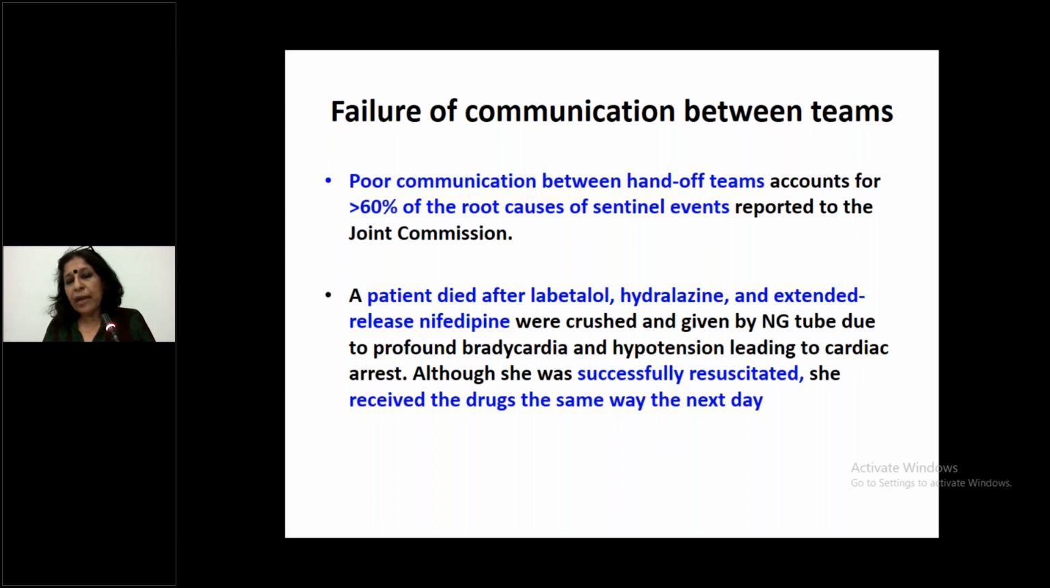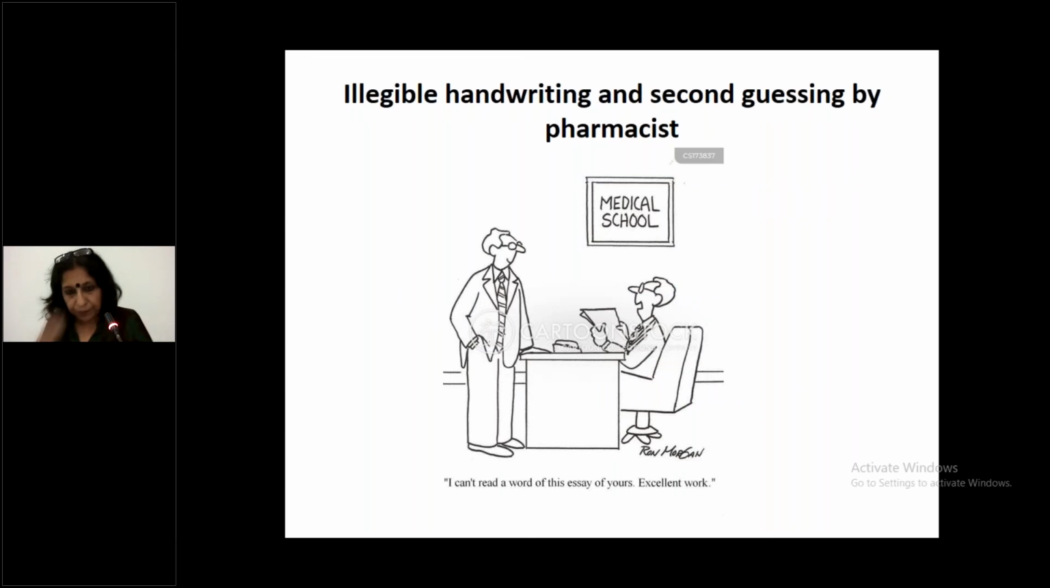So this is again a real life scenario. A patient had labetalol, hydralazine, and extended release nifedipine all crushed and given by nasogastric tube. They were all extended release, they should not have been crushed. She had severe bradycardia, hypotension, and was resuscitated. Next day, no handoff, no error recording, no looking back into what happened, and she got the same drugs the same way the next day, and she paid with her life.